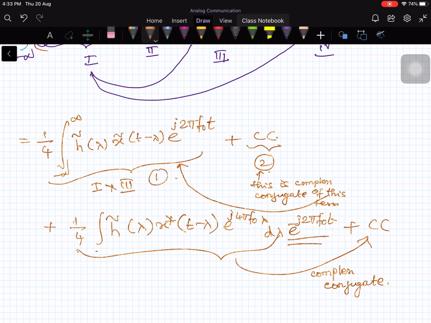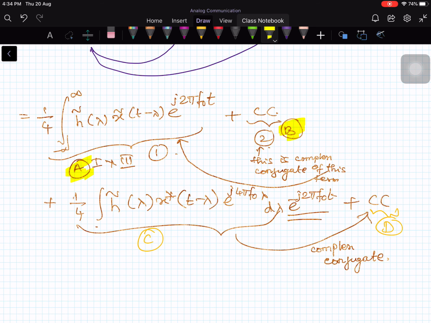So I am using different notation. Let me call this A, this one B, this one the C term, and this the D term. The D term is the complex conjugate of the C term, and the B term is the complex conjugate of the A term. Okay. Now let us evaluate these integrals one by one. There are 4 integrals now essentially: the A integral, B integral, C integral and D integral. The B integral is the complex conjugate of the A integral, and the D integral is the complex conjugate of the C integral.